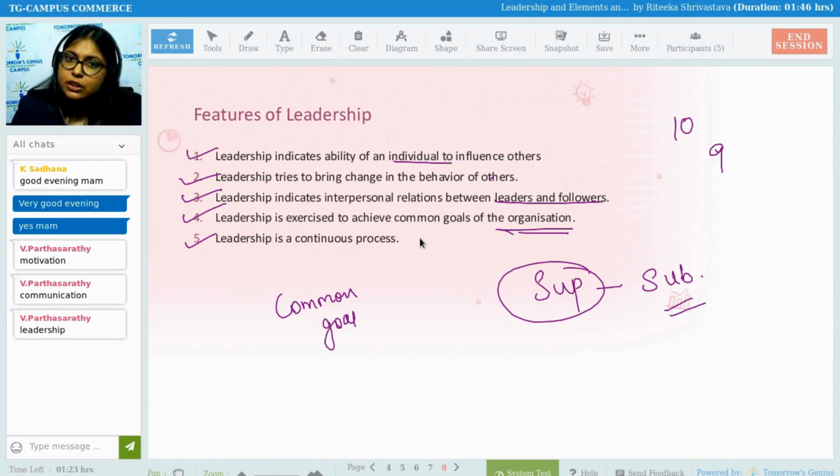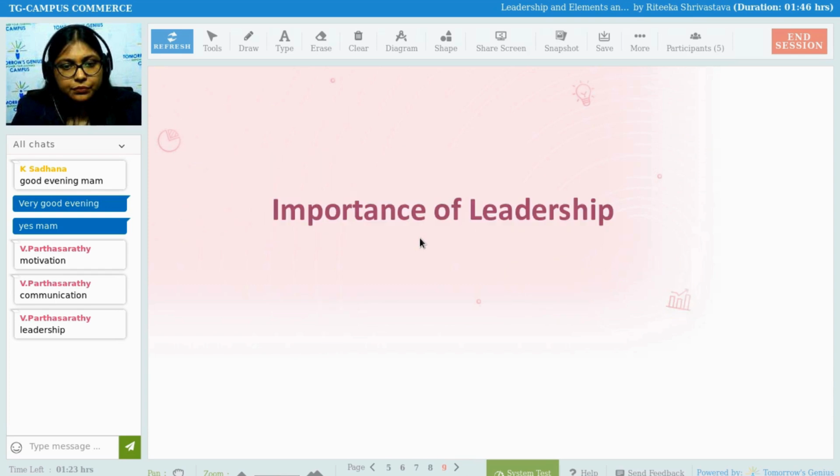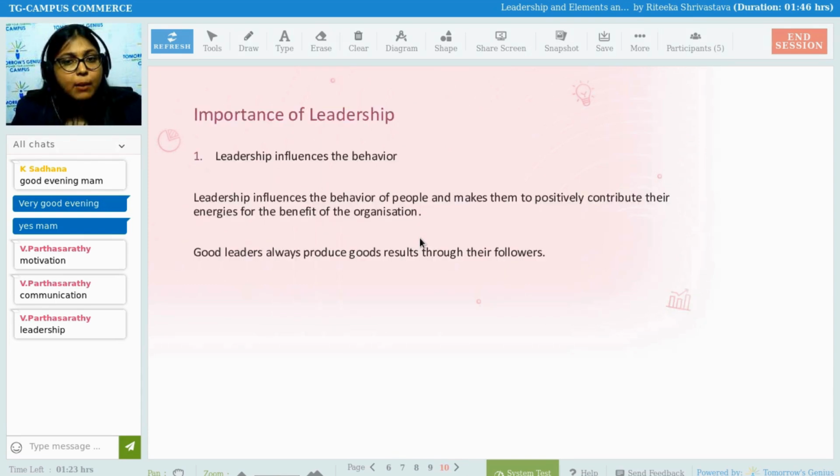These are the 5 major features or characteristics of leadership. In exams, you don't have to elaborate any feature. You just have to write these one sentences. Next is the importance of leadership, that is, why leadership is important.